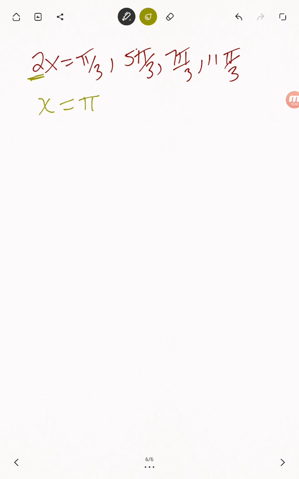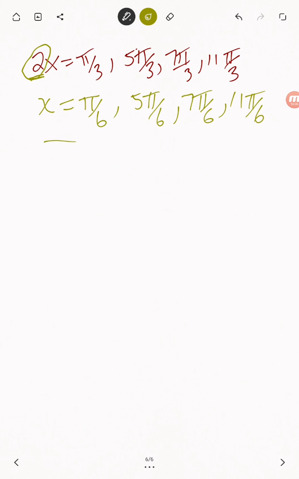So we need to divide each of these angles by 2. So pi over 3 divided by 2 is going to be pi over 6, because we just multiply by a half. 5 pi over 3 becomes 5 pi over 6, 7 pi over 3 becomes 7 pi over 6, and 11 pi over 3 becomes 11 pi over 6. If you have trouble with dividing by 2, just write it out the long way and do it, and verify for yourself that these are actually the answers.